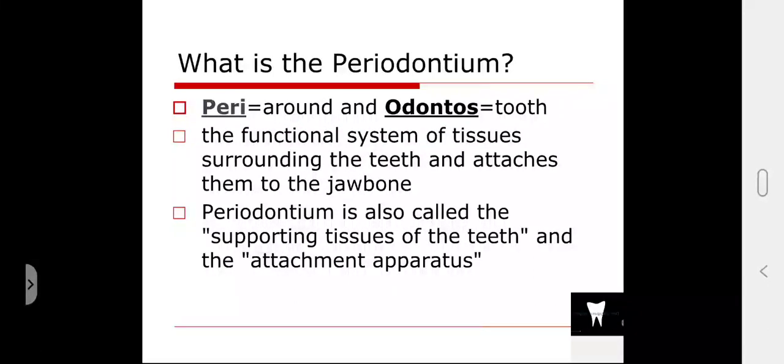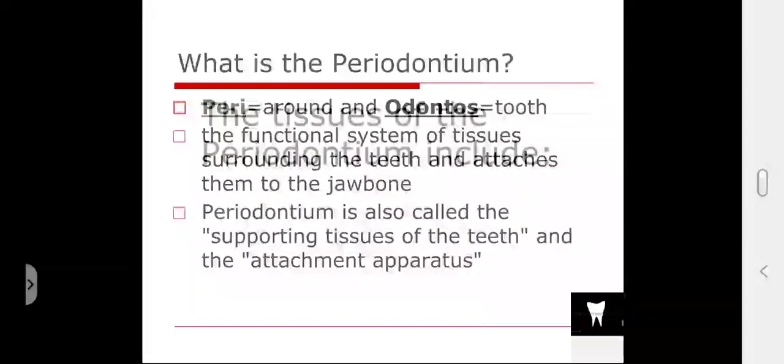Peri just means around, and odontos means the tooth. So it makes sense, because the periodontium is the functional system of tissues surrounding the teeth. It's what attaches your teeth to the jawbone. The periodontium is also referred to as the attachment apparatus or the supporting tissues of the teeth.